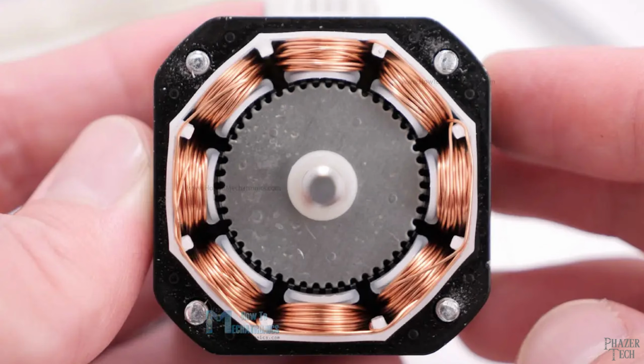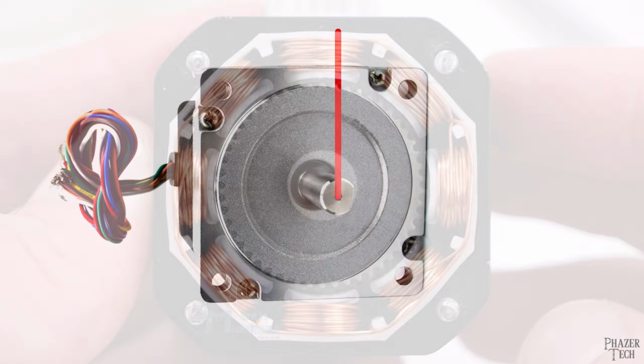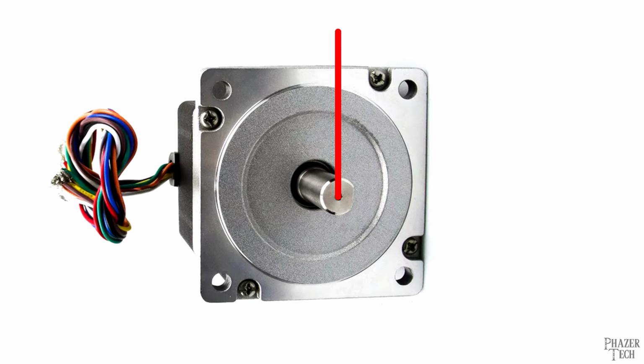Now, what I mean by discrete increments is that there's a finite amount of positions which the rotor can turn to. So let's say we start from this position here. Then we turn to a different position. Now let's say we want to return to the original position exactly without any error.